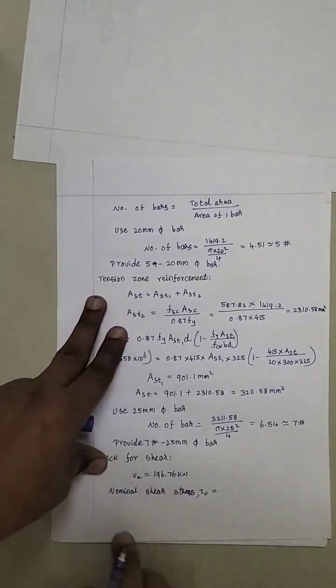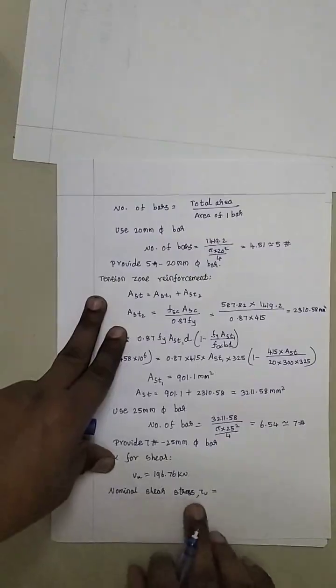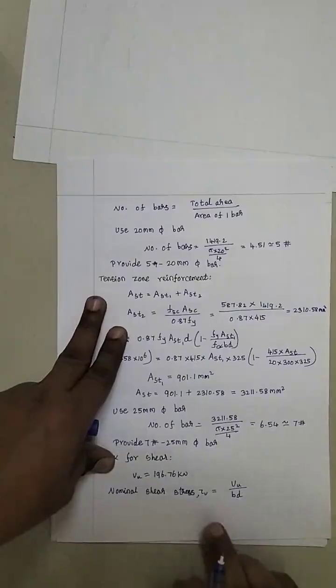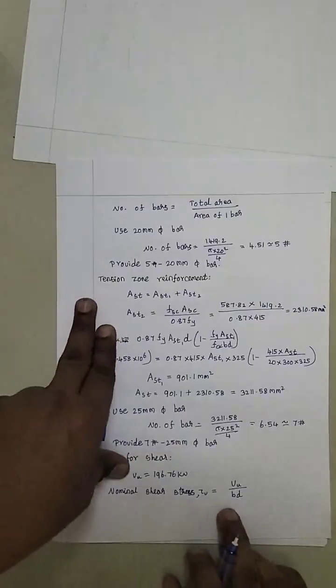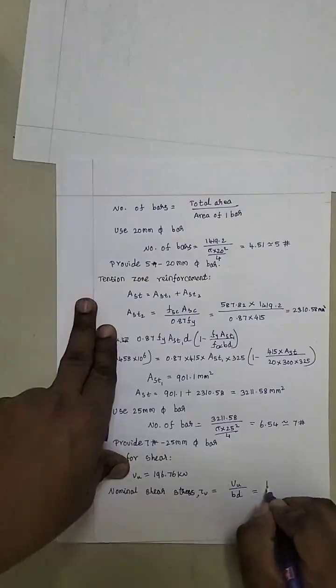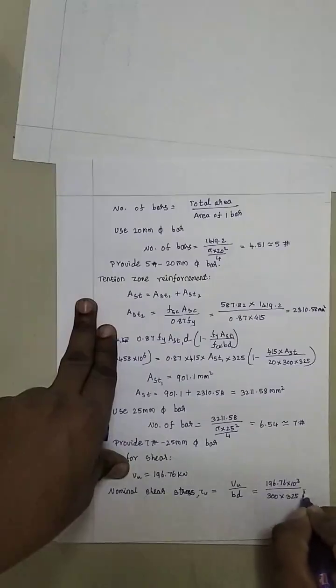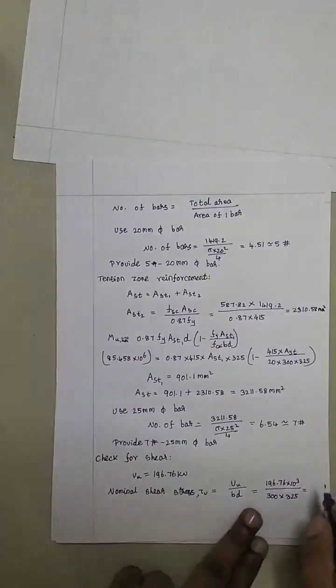The first step is we need to calculate the nominal shear stress, tau V equal to Vu divided by bd. This formula is given in your IS 456 page number 72. So here Vu is 196.76 into 10 to the power 3, divided by b which is 300 and d which is 325. The value which we are getting is 2.0 Newton per mm square.